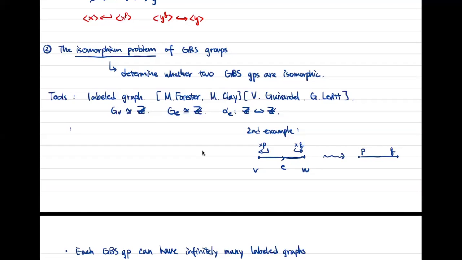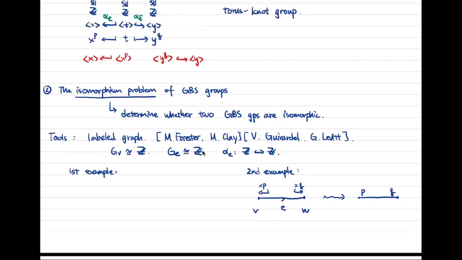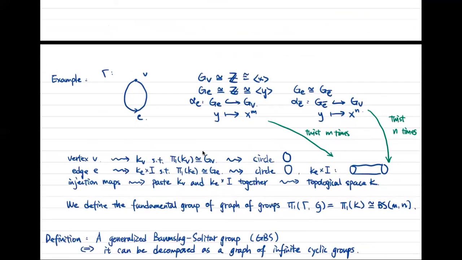And for the first example here, we have the inclusion map. We can identify this G sub E by the group generated by x to the m. So it maps into the group generated by x. So it's just a multiplication by m. And here, the same way, this alpha E bar is just the multiplication by n.